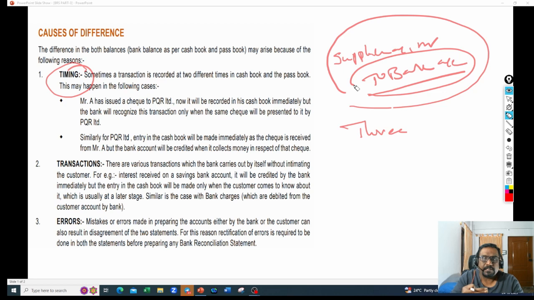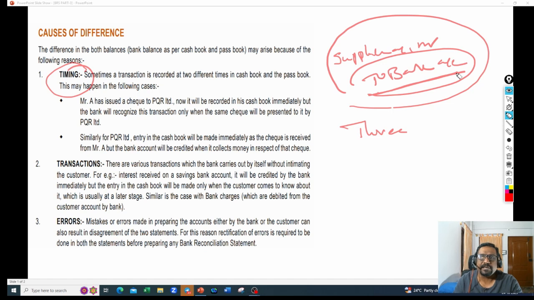Meanwhile, within that 1 month, before the supplier presents the check to the bank, if you start preparing the reconciliation, what will happen? You have recorded this transaction in your books of accounts, but your banker wouldn't have recorded that. Why? The check was not presented by the supplier. Since the check was not presented, the banker wouldn't have made the payment, so he wouldn't have recorded the transaction in our account in the bank books, right?